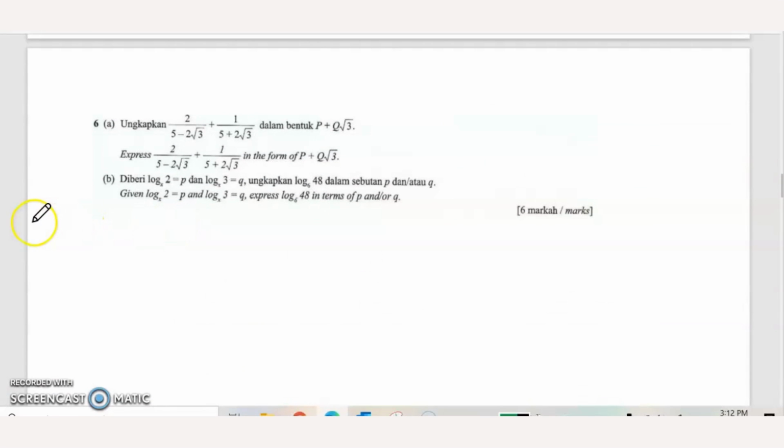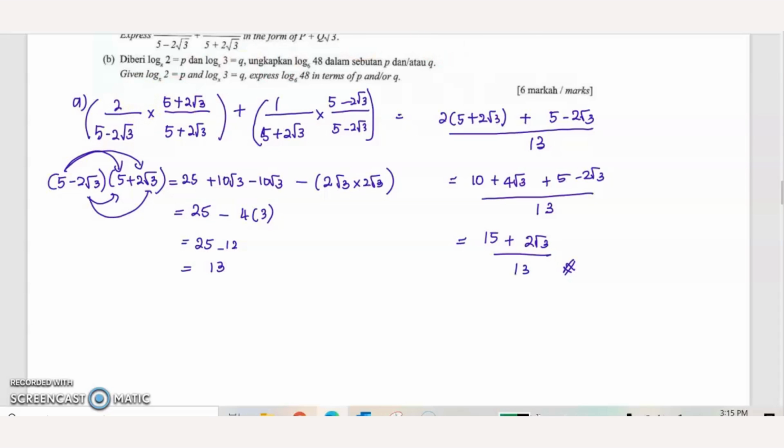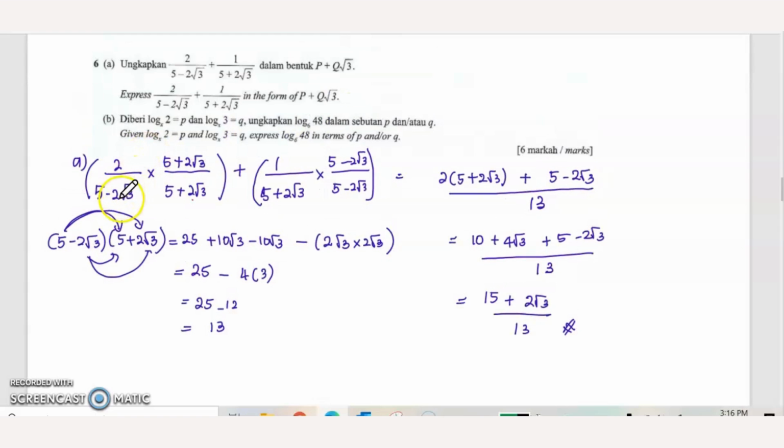Okay, so express this in the form of p plus q root 3. Okay, so for this, we have to multiply with its conjugate. Okay, the conjugate here is 5 minus 2 root 3 times with this 5. Okay, so kita darab dengan conjugate dia. So, bila kita kali dengan conjugate, untuk mudahkan awak, kita just ambil term pertama ni, awak square kan dapat 25. And then tolak dengan term yang kedua, kita squarekan dia. Okay, so squarekan dia, kita akan dapat 4 times 3, which is equal to 12. Okay, so we end up with 13.